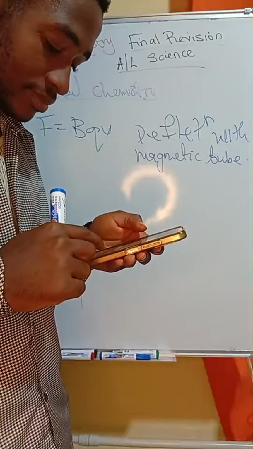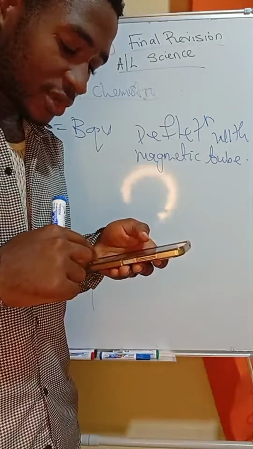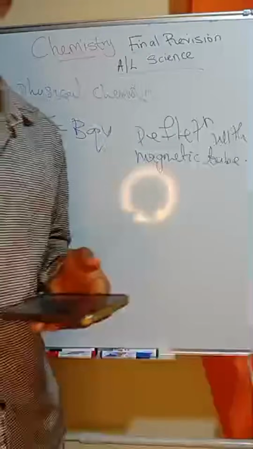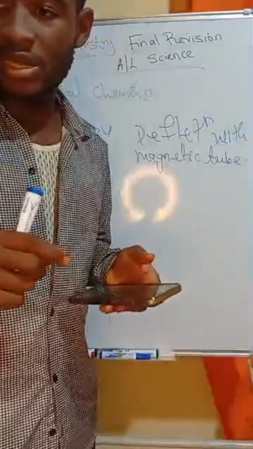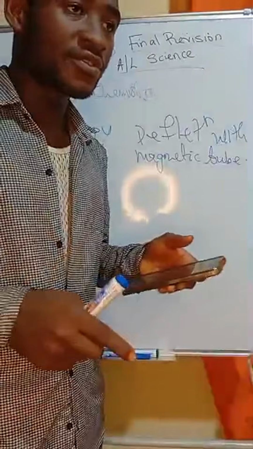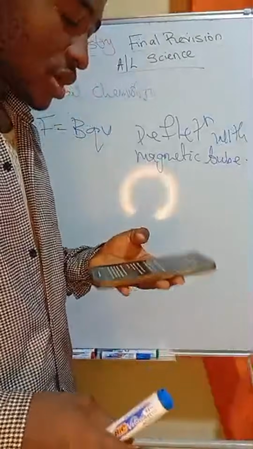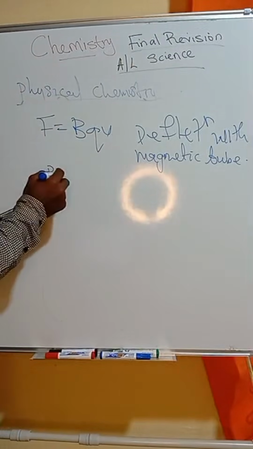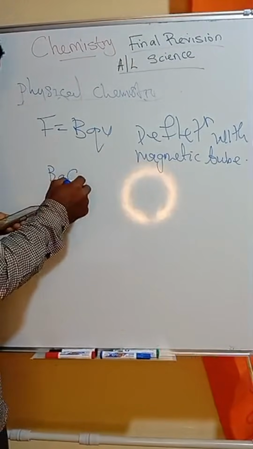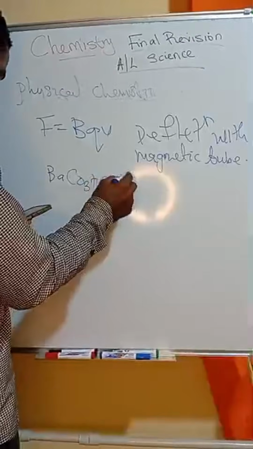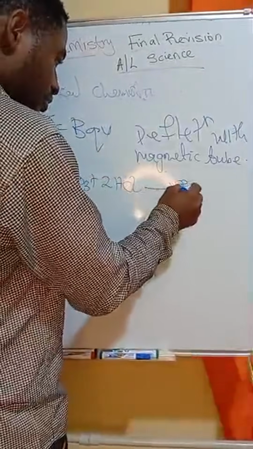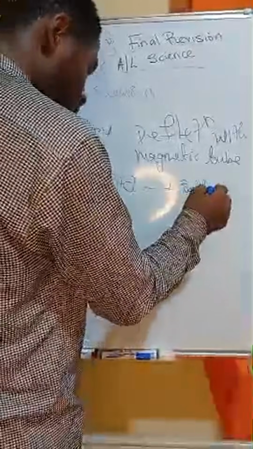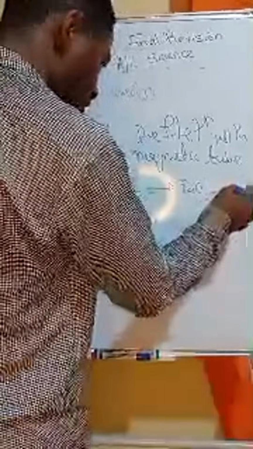The following reaction takes place. We have barium carbonate plus, Prof, please, if possible, send the question to the students in the WhatsApp page. Then please download the PDF in the WhatsApp page so that you follow as we are about to answer. Now the equation is as follows: barium carbonate plus 2 hydrochloric acid gives barium chloride, BaCl2, plus water plus carbon dioxide.